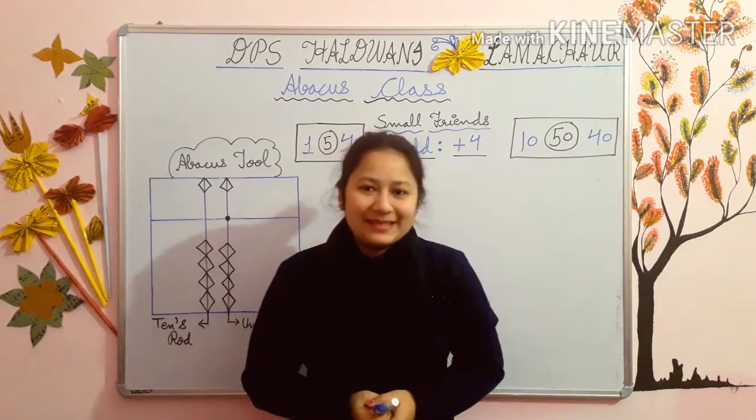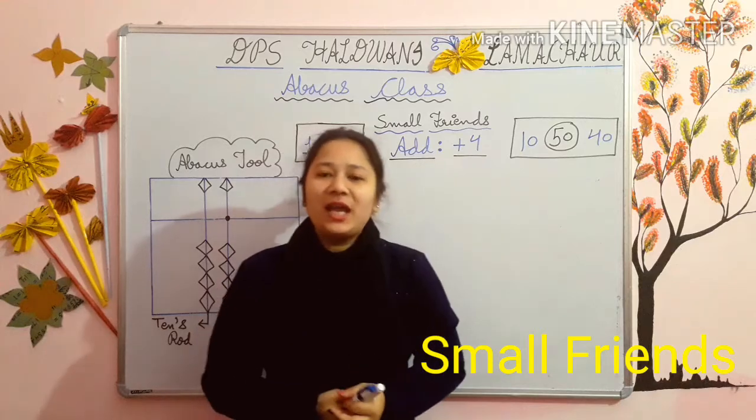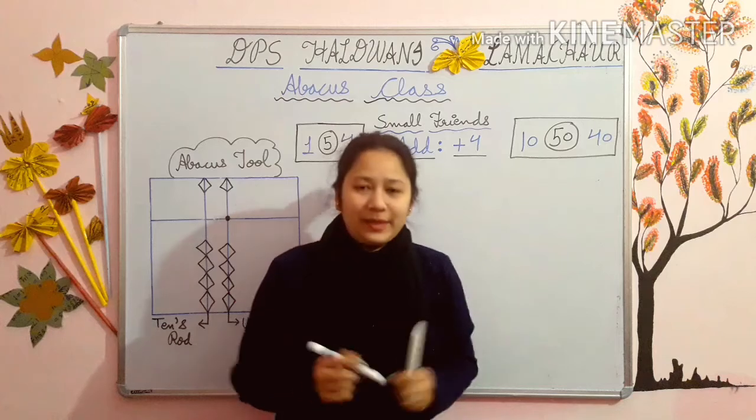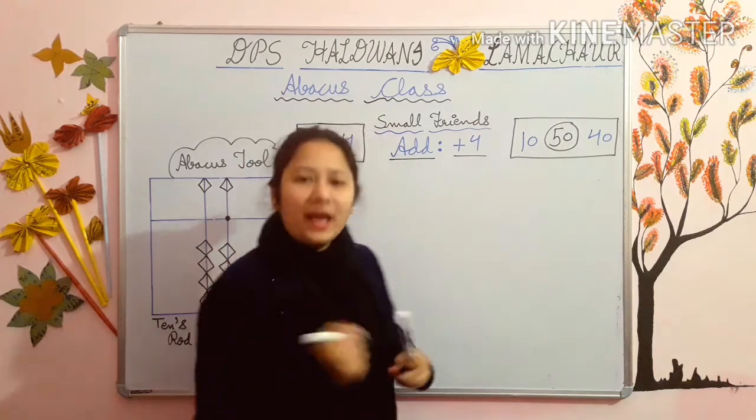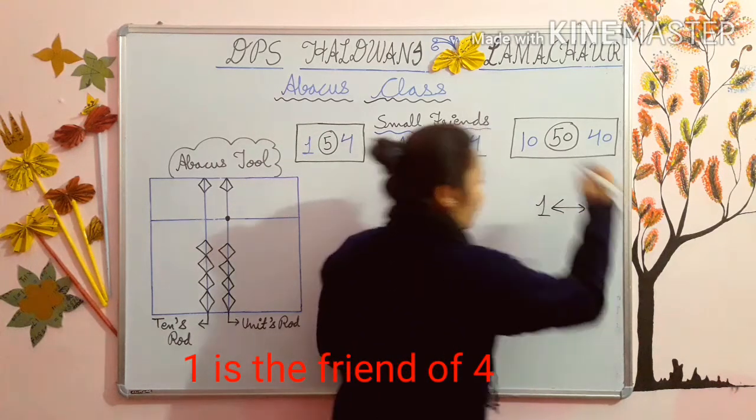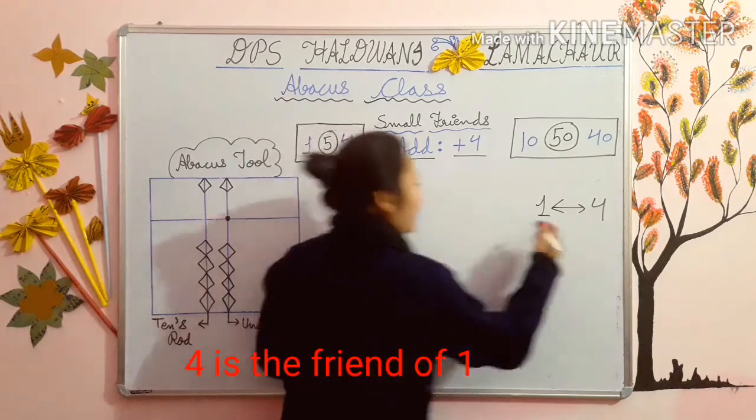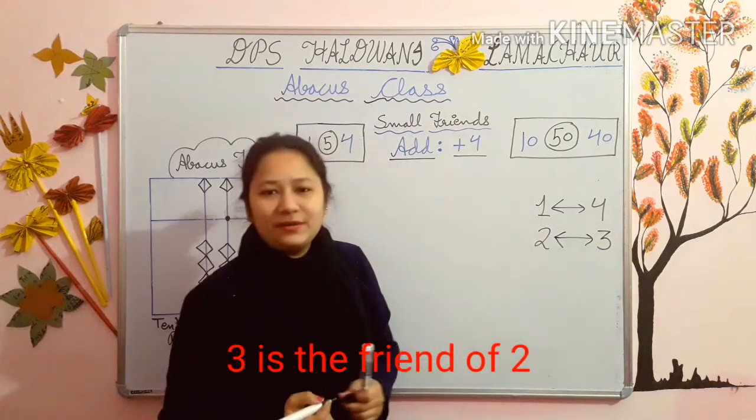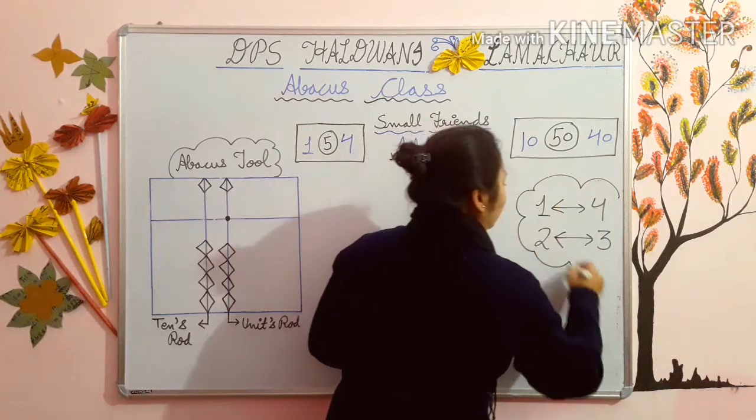So welcome back kids. I hope you all remember the small friends which I made you learn in my previous videos. So kids, one more time we will revise the small friends. I have told you that 1 is the friend of 4 and 4 is the friend of 1. And I have also told you that 2 is the friend of 3 and 3 is the friend of 2. The small friends you have to learn.